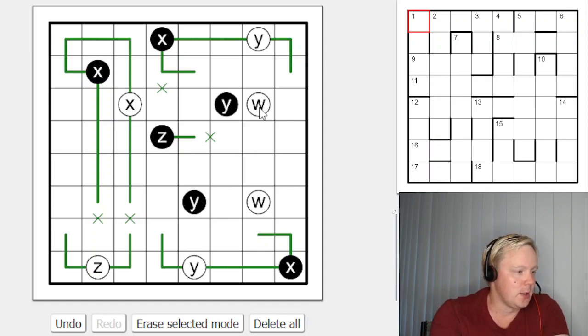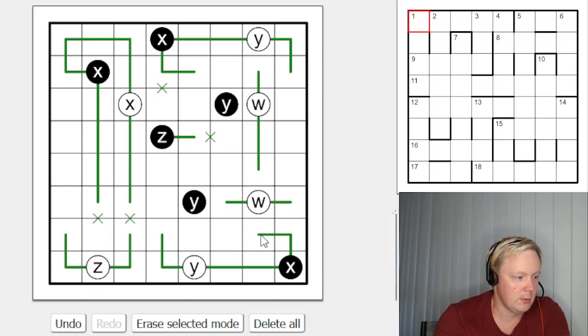What else? Now these W's are threes. Okay, that helps us actually. This 3 cannot be horizontal because it would need to turn here, and that's only 2. So this must be vertical. 1, 2, and 3. Now this cannot be vertical because that would make this a 5 at least. So that's horizontal. This can go nowhere but straight. This must turn here. Only one way to go.